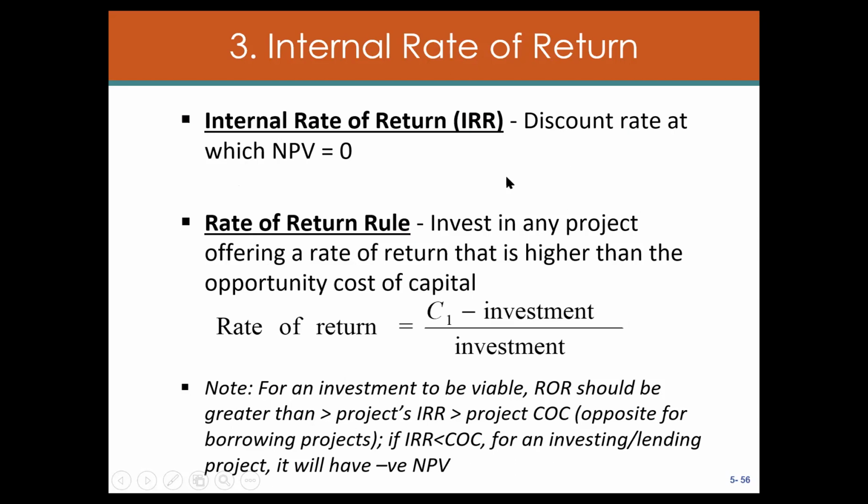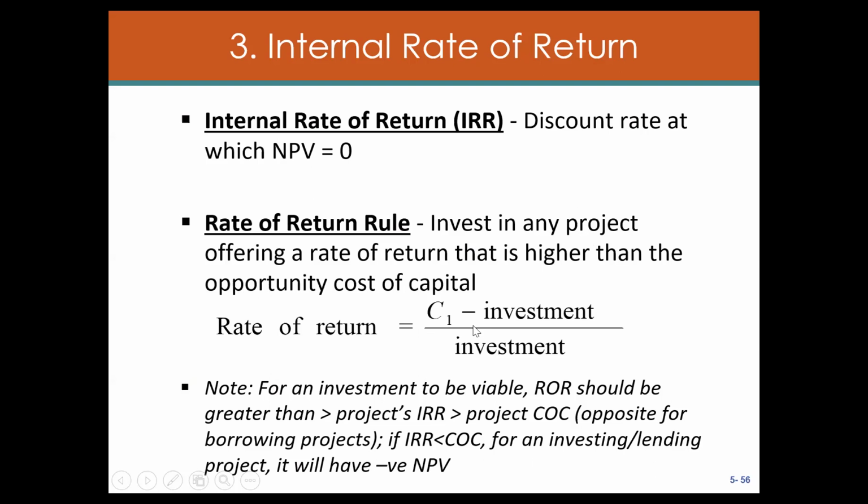The rate of return at which you get zero net present value is the IRR. And as long as you can get a rate of return that beats your IRR, you are good, because at that rate, you will get zero net present value. And the other is the rate of return rule that everybody knows: invest in any project as long as you can beat the cost of capital. Invest in any project offering a rate of return that is higher than the opportunity cost of capital. If you do that, you will always get a positive net present value.